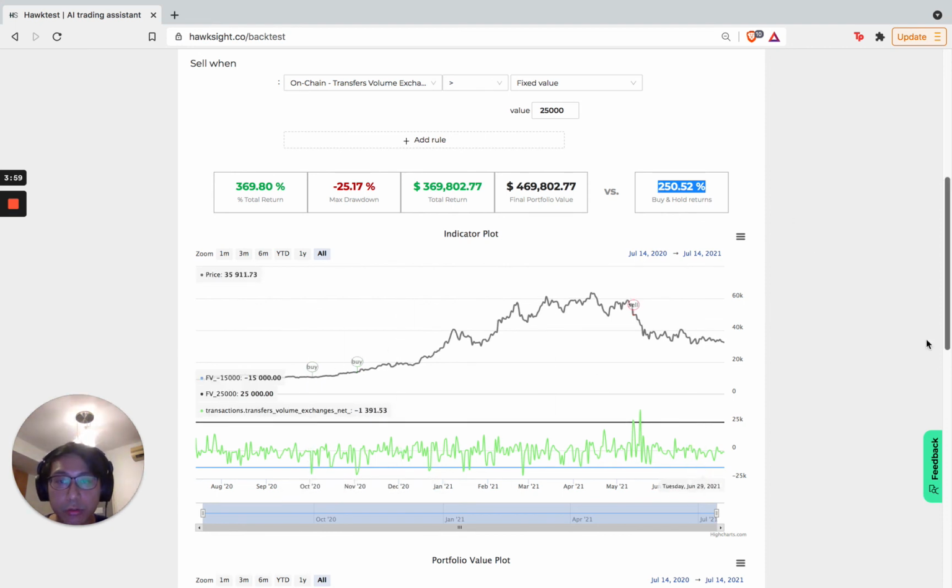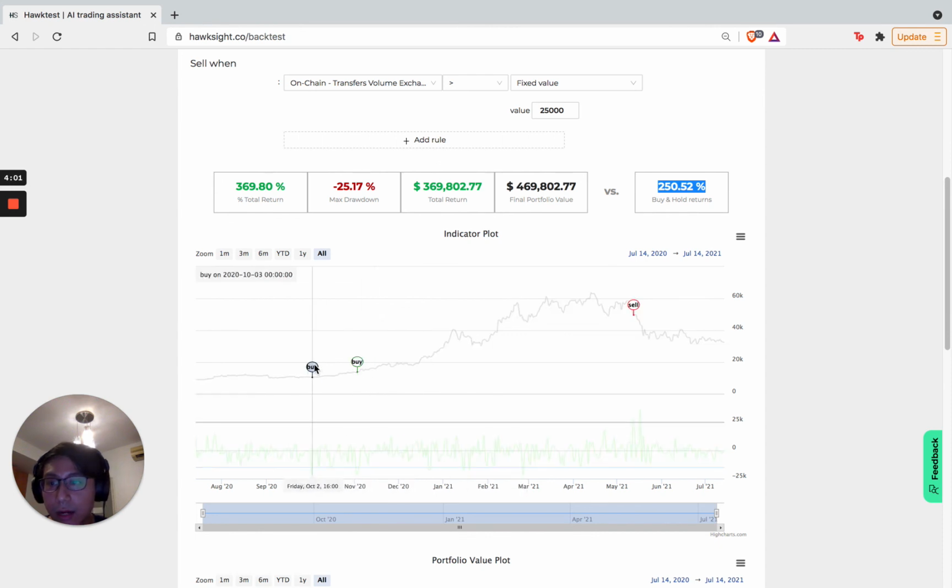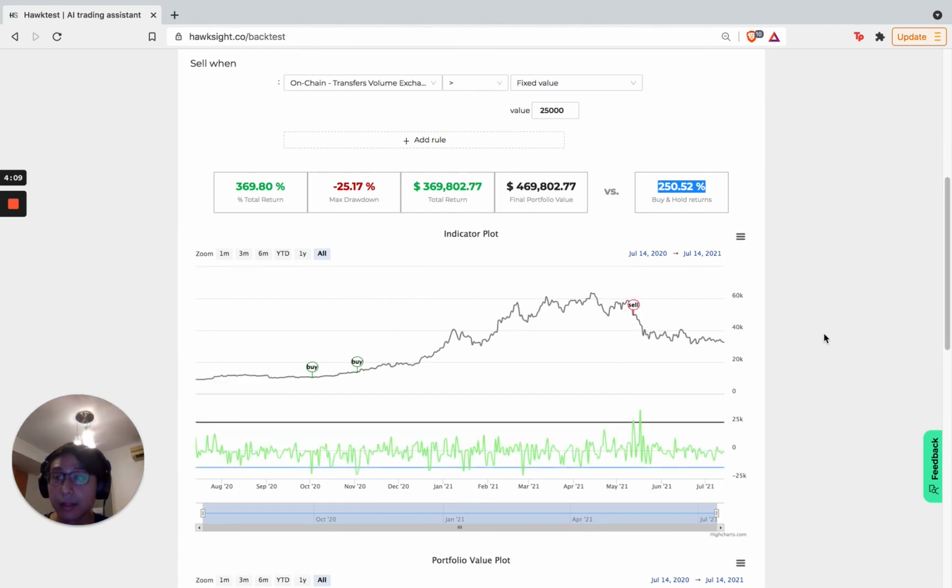You'll see the price line over here. You'll see that there was a buy around October 2020, and there was a sell signal actually right before the drop in May 13. Again, you can be more rigorous with these backtests, but this is more meant to give an example of how you could utilize these on-chain analysis indicators.